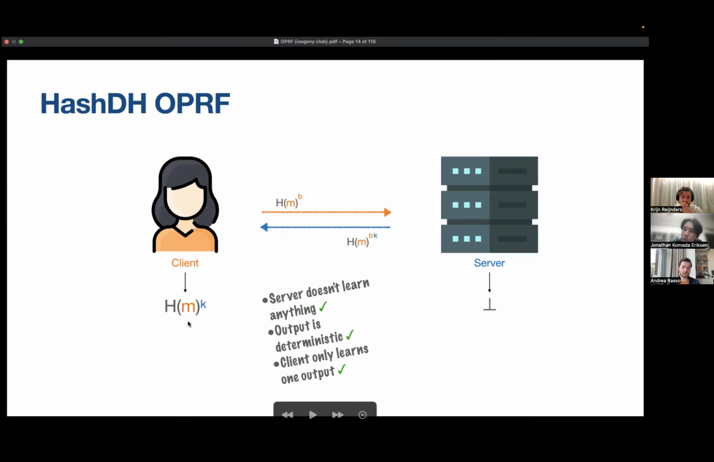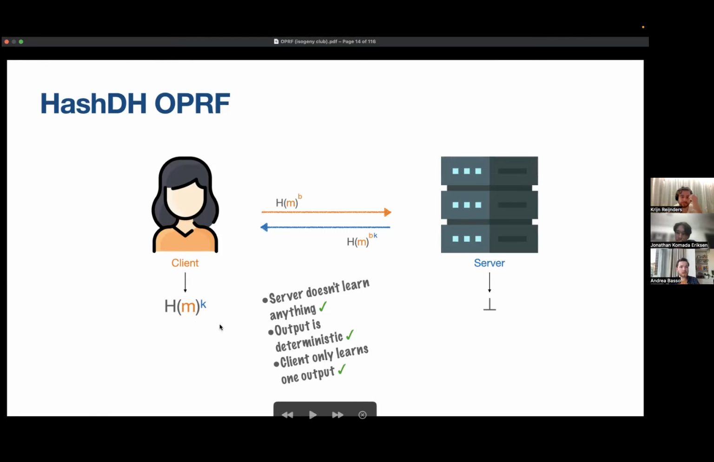Since we are hashing the message M to a group element, the client cannot easily compute the discrete log. So given this information, the client cannot just transform this into the hash of M prime to the K for a different M prime. So this is an overview of how OPRFs work and an example of one.